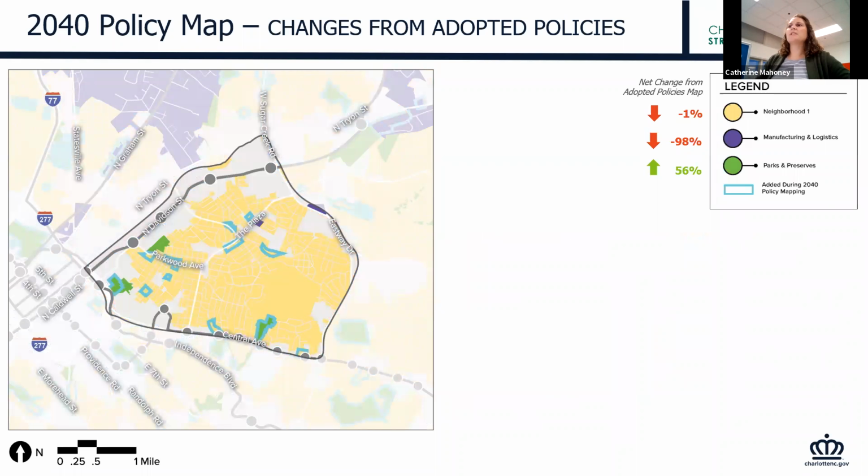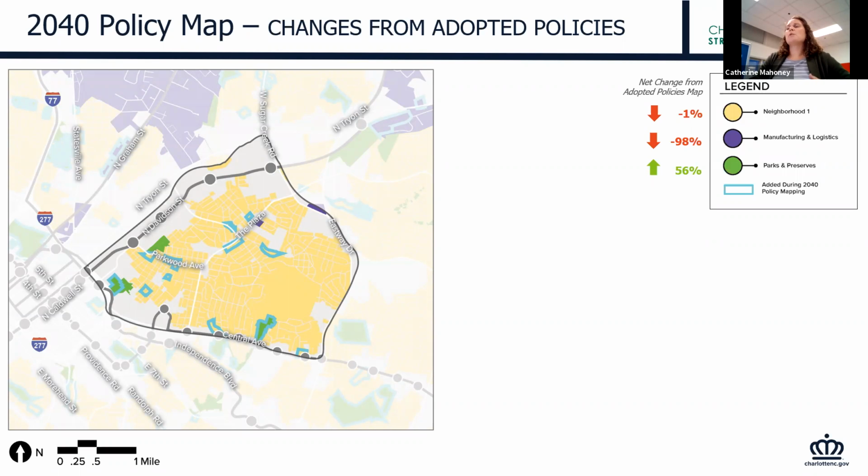So before I open up the conversation, we'll just look at the preservation policies and the equitable growth framework policies that are relevant to this area. On this map, you can see there are some assets identified in the plan as important to this community, including protecting our established neighborhoods, so that yellow, the neighborhood 1, protecting manufacturing and logistics because it provides important jobs for Charlotte, and then protecting our parks and preserves.